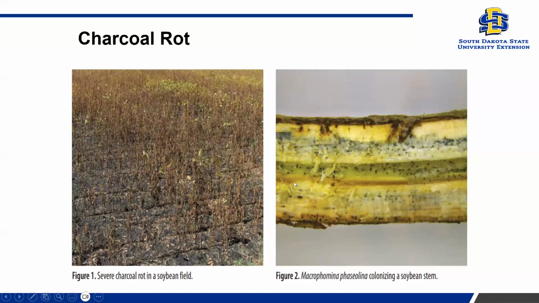Those are actually fungal fruiting bodies that are reproducing, and so they will grow both inside the stem of the soybean and outside the stem of the soybean. And those fruiting bodies are what gives the gray or charcoal color that provides the name for this disease.